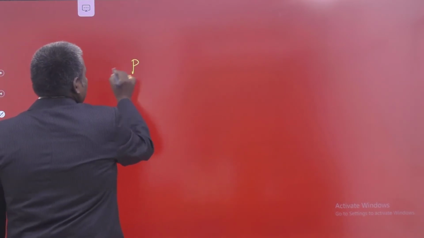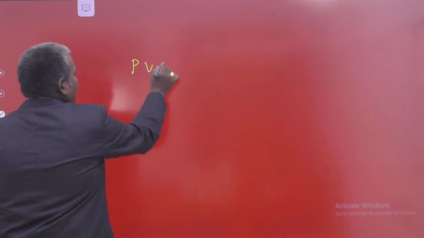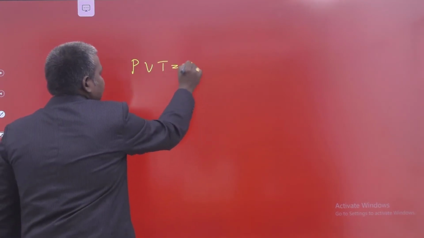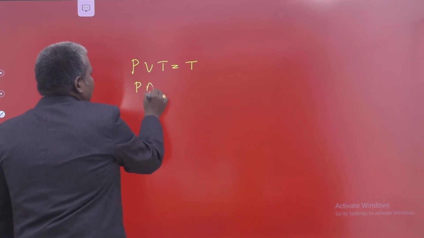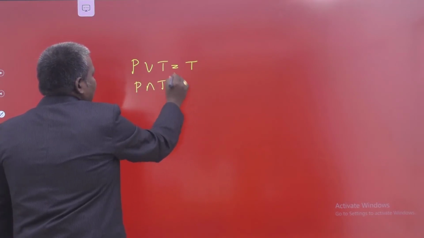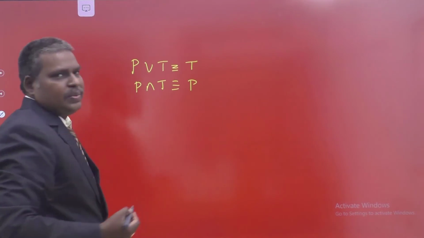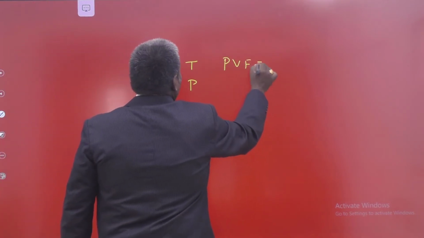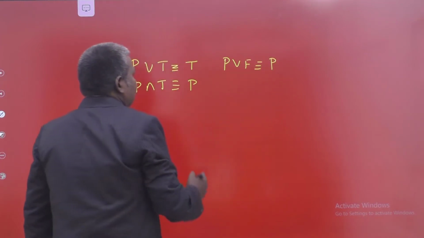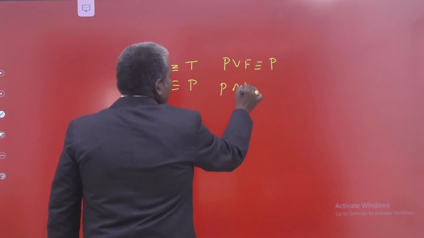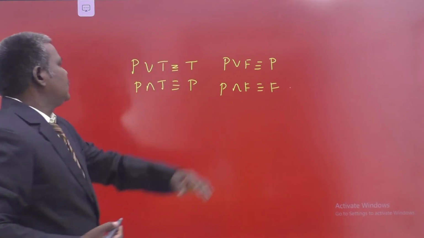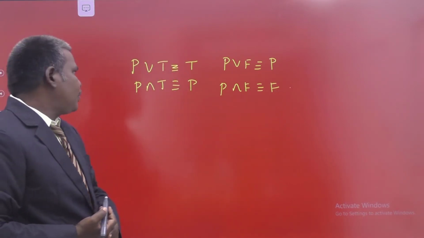Already we discussed some of the properties related to the connectives. Let us check what the properties are. P is any statement. P or true is always a true statement. P and true is always equivalent to the statement P. And P or false is always equivalent to the statement P. P and false is always equivalent to the statement false. This is a very important property for you.